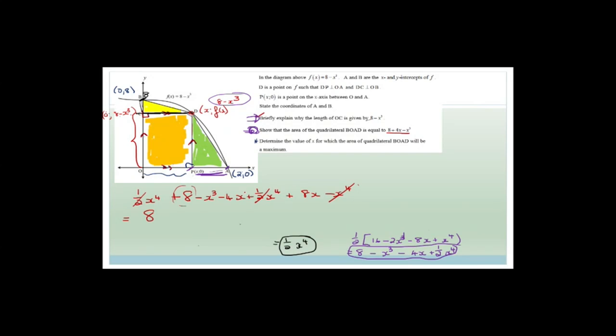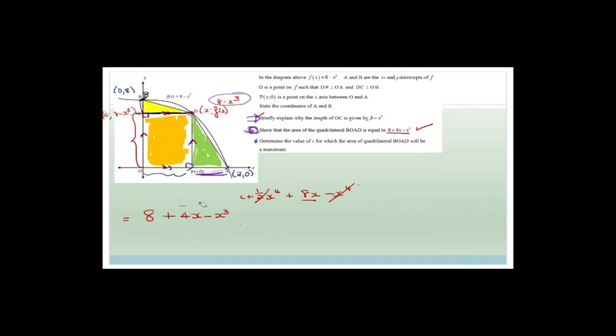There's an 8 all by itself. 8. Okay. This becomes minus 4x plus 8x becomes plus 4x. And then minus x cubed is by itself, so it's minus x cubed. Oh my word, we're brilliant. We just worked that out. Okay, so that is wonderful. We've just proven that the area of the quadrilateral of the yellow plus the orange plus the green gives you this expression. Yeah, awesome.